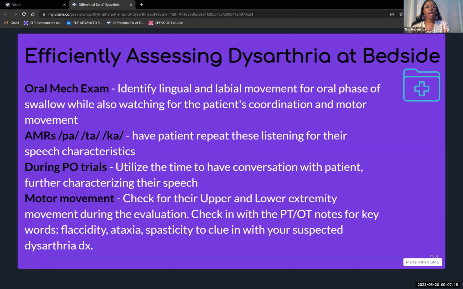Then during PO trials, you're utilizing that time in between, as they're swallowing, to ask a couple of questions here and there, within moderation. Obviously, some of them you don't want to talk and eat at the same time, especially if they're more acute. So whatever fits well, just get some conversation in there, build rapport while also listening to their speech characteristics.